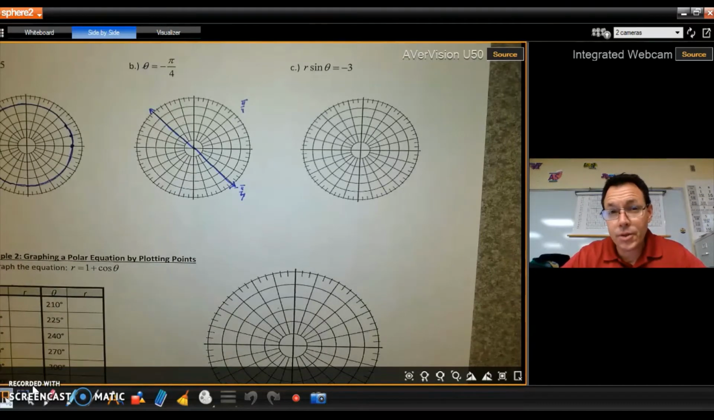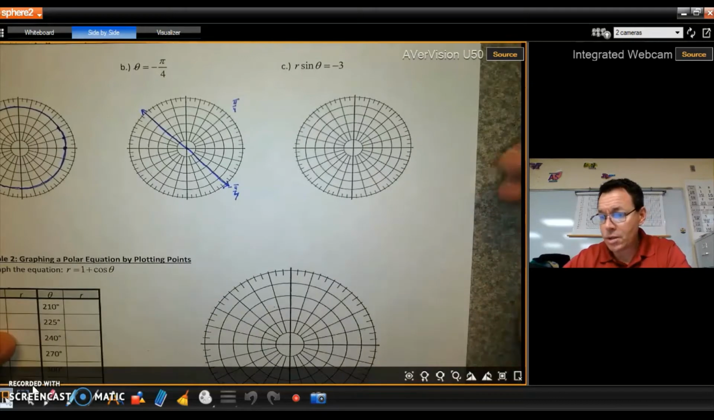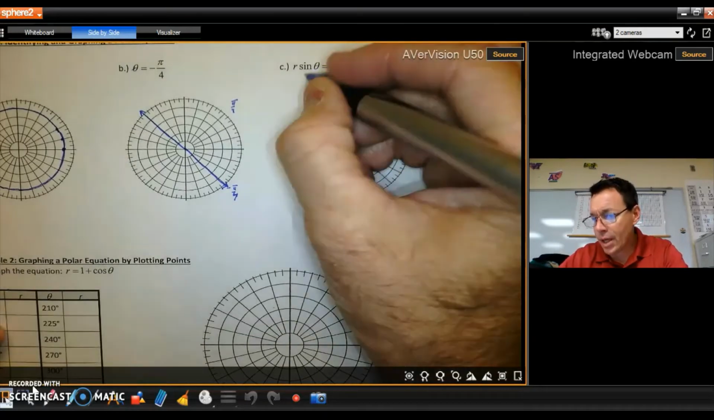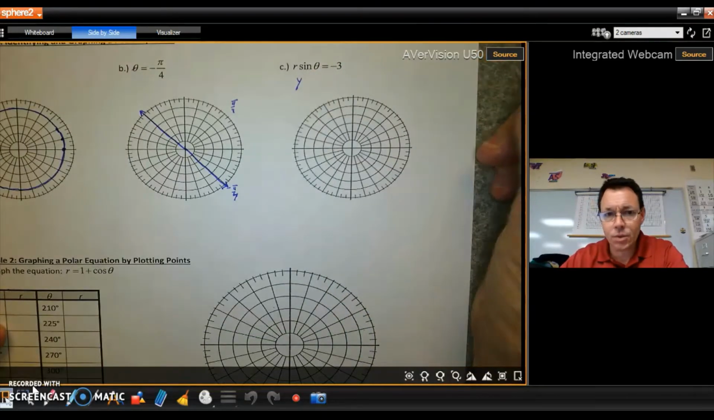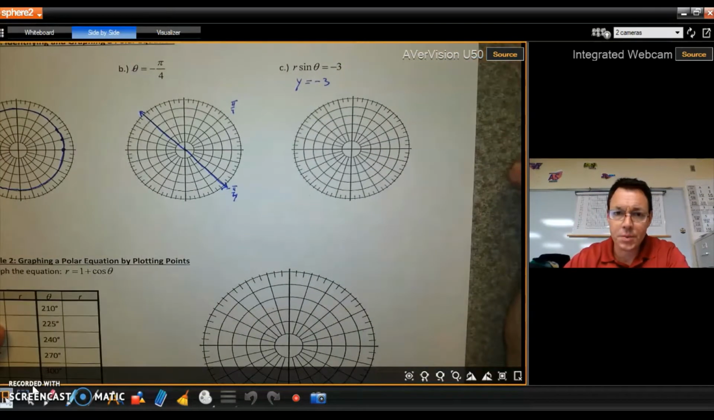Okay? The third example, r sine theta equals negative 3. Now, here in a second, I'm going to show you some equations where we're actually going to type things into our calculator. This one, it does look like there's some operations going on, but we don't need to put this in our calculator. From yesterday, we were converting between x's and y's and r's and thetas, and we found that y is equal to r sine theta. So this is something we're actually familiar with. This is just like y equals negative 3.